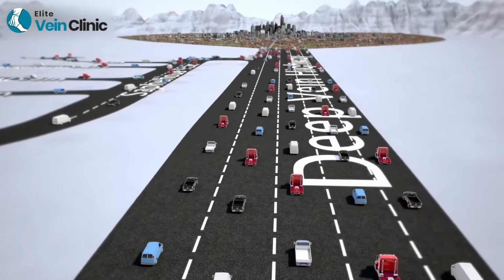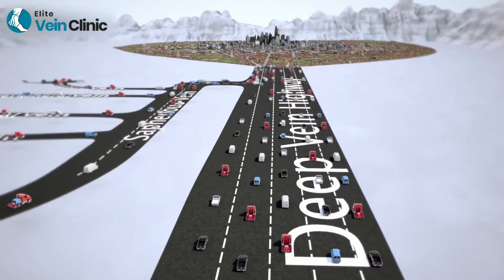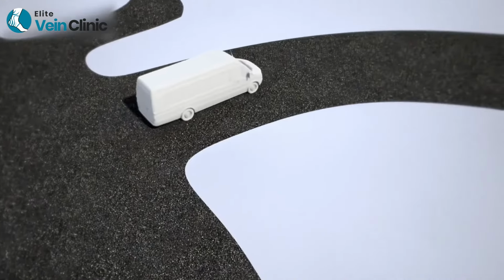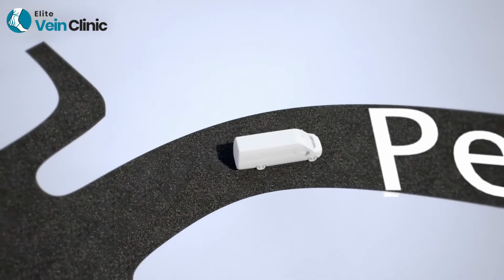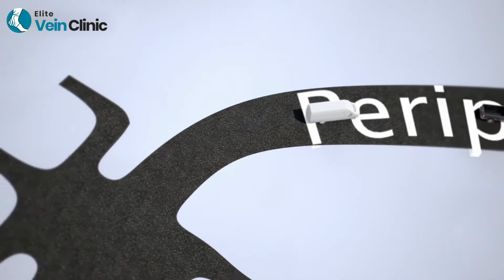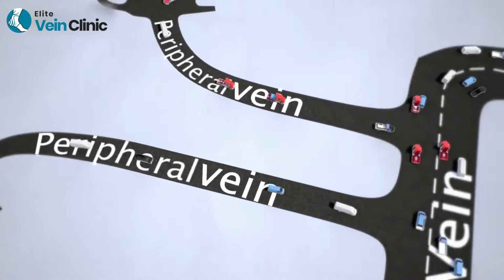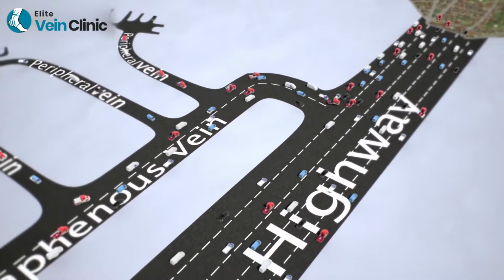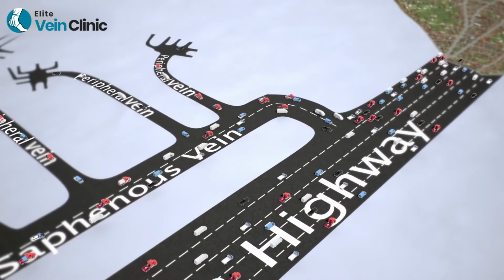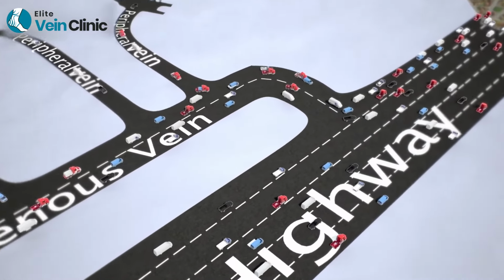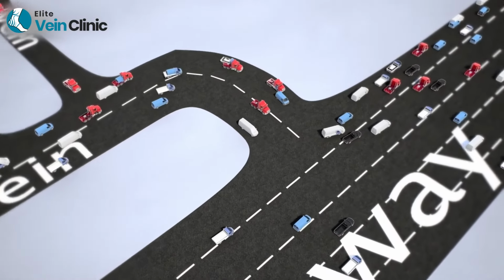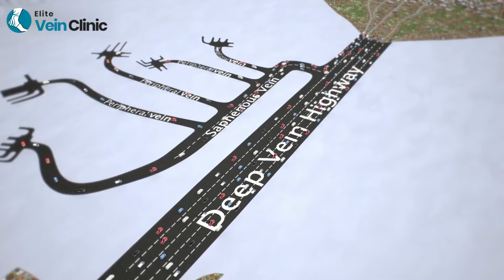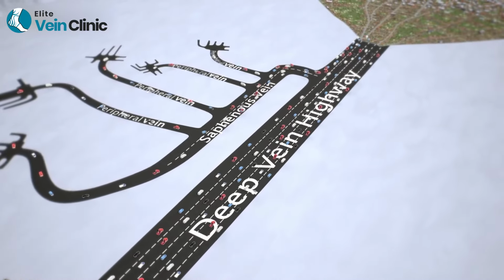In a normal situation, there is an orderly flow of cars going in the same direction towards the city of heart. The cars leave the peripheral vein streets and join the saphenous vein street. The cars on the saphenous vein street run parallel and in the same direction as Deep Vein Highway. The cars on saphenous vein street enter Deep Vein Highway through an entrance ramp on their way to the city of heart. A large number of cars efficiently going in the same direction toward the city of heart.